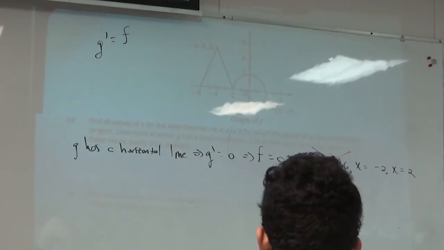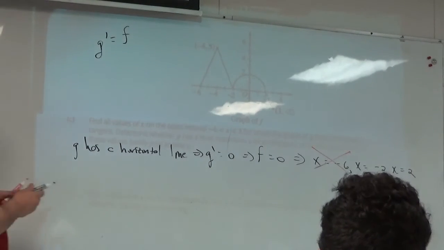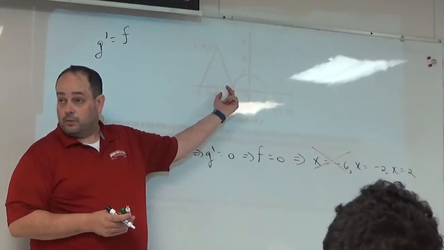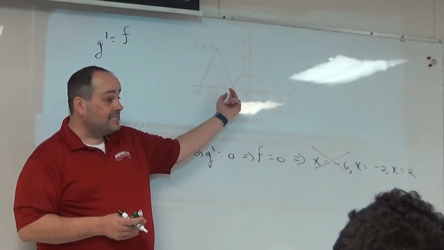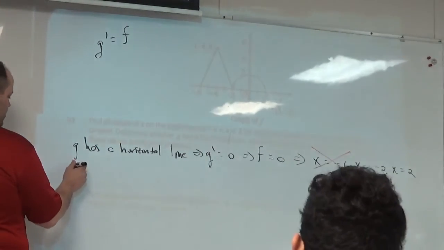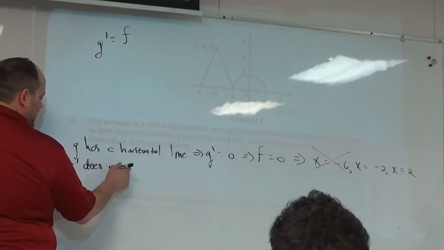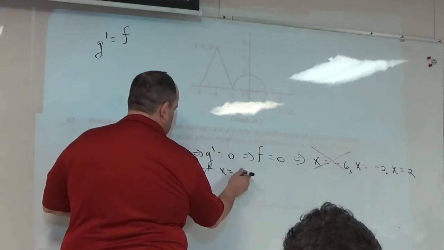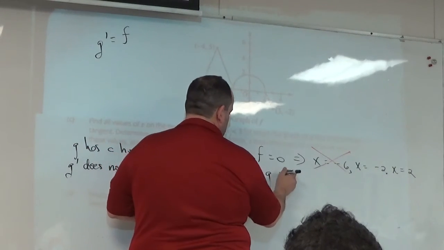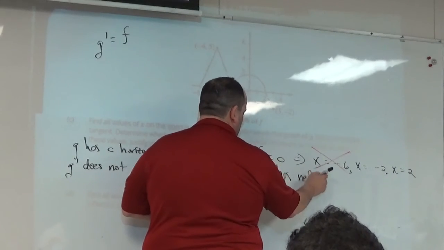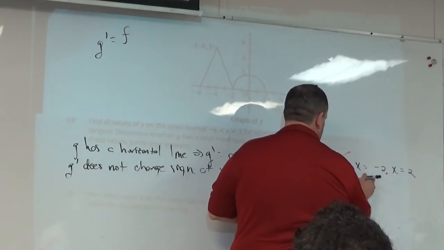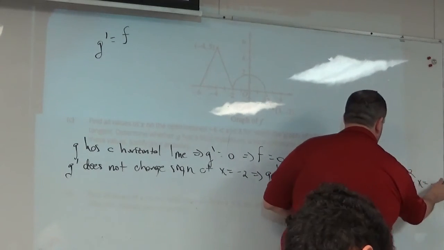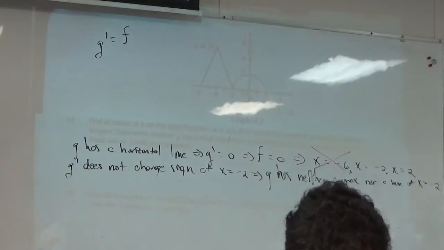All right, everybody okay? Yeah. All right, so now I need to make some decisions. Do I have a relative max or a relative min at -2? Neither. This is neither. And my write-up would be something like: G prime does not change sign at x equals -2, which implies G has neither a max nor min at -2.